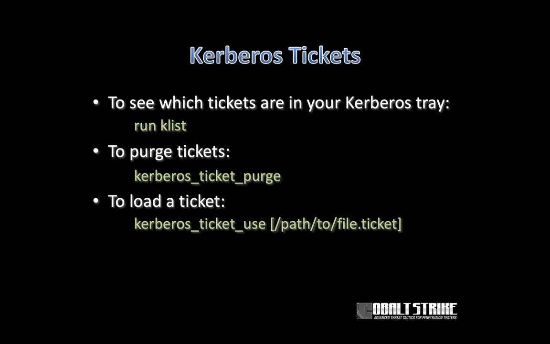To see which tickets are in your Kerberos tray, use the klist command built into Windows. You can run that with run klist. To purge tickets, use the beacon command kerberos_ticket_purge. This will empty your Kerberos tray. And if you happen to have a ticket file laying around and you want to inject it into your Kerberos tray, use kerberos_ticket_use and the path to the ticket file on your Cobalt Strike client system.